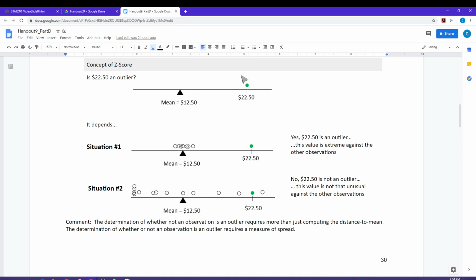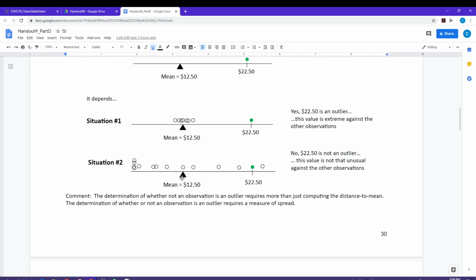And the answer to that is it depends. If everybody else tends to have their hourly wage around $12.50, then this $22.50 is going to stand out a lot. So situation one is where everybody kind of makes the same amount except for this one person.